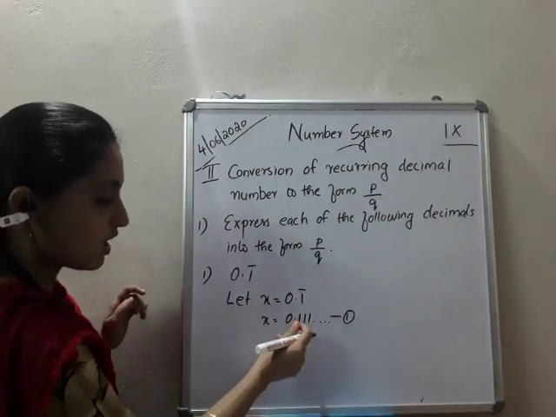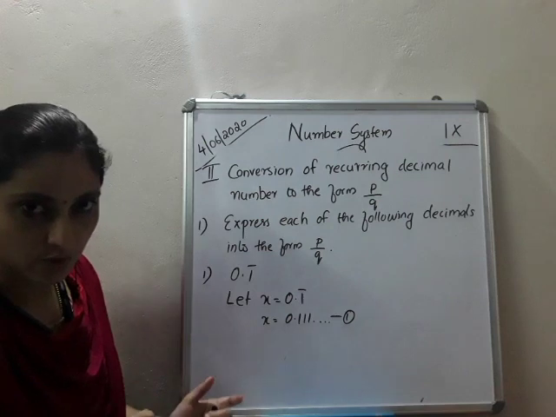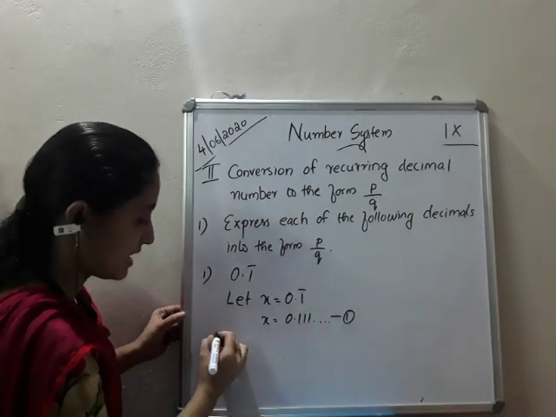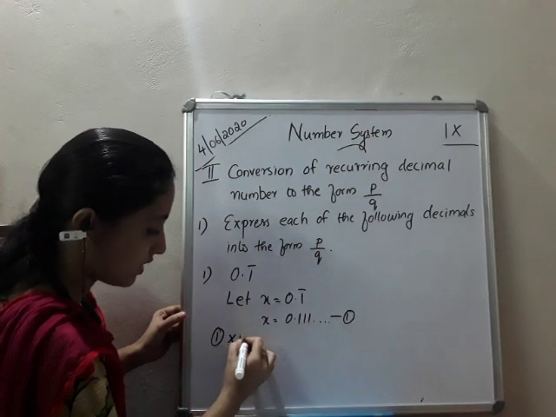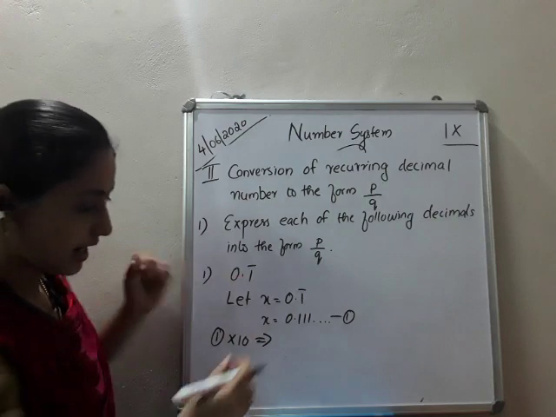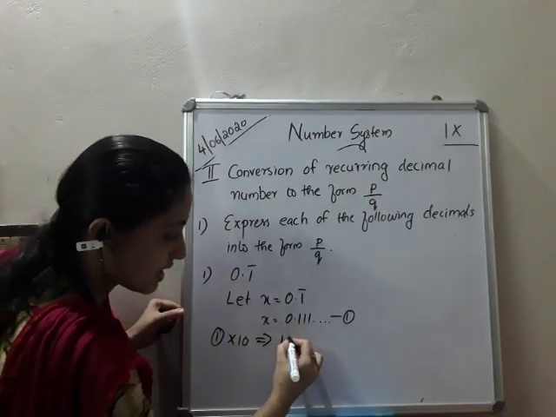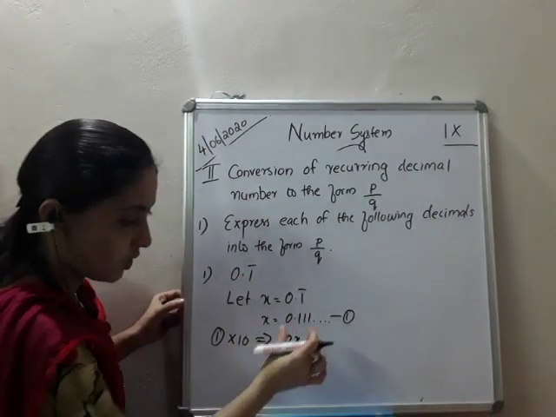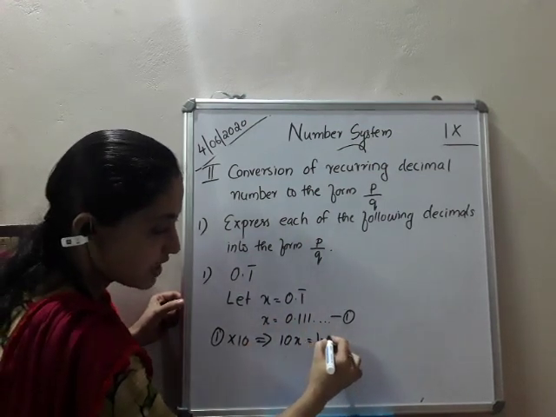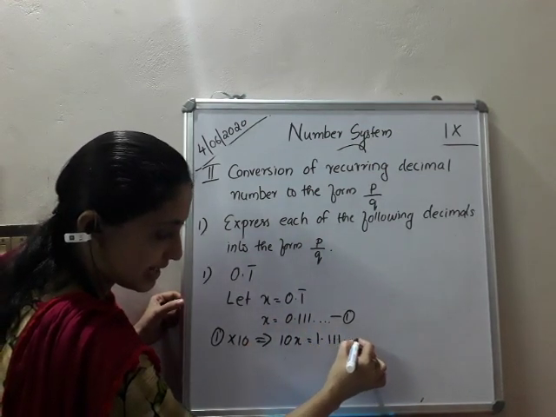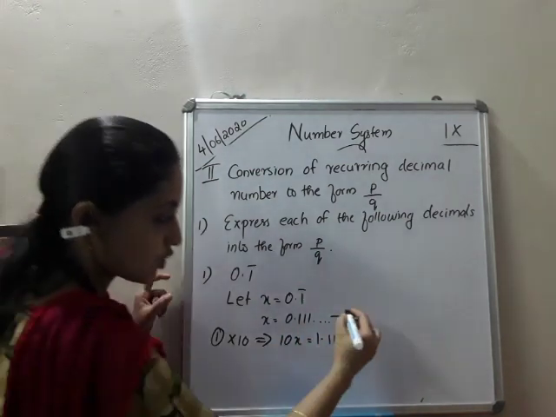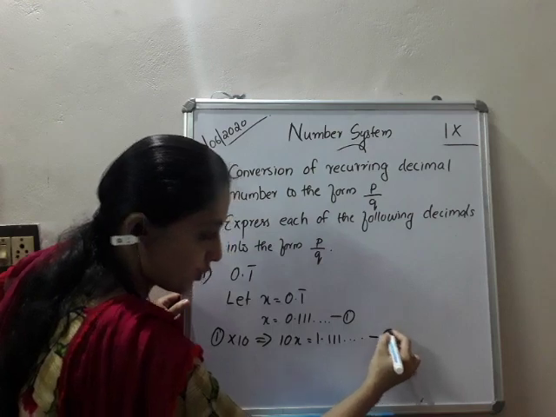Here only one number is repeating, so you have to multiply equation number 1 by 10. Both sides you have to multiply. So x into 10 gives 10x is equal to, and this number into 10 means 1.111 etc. So you got that as equation number 2.